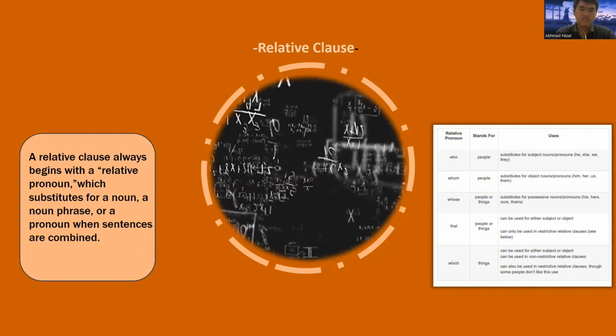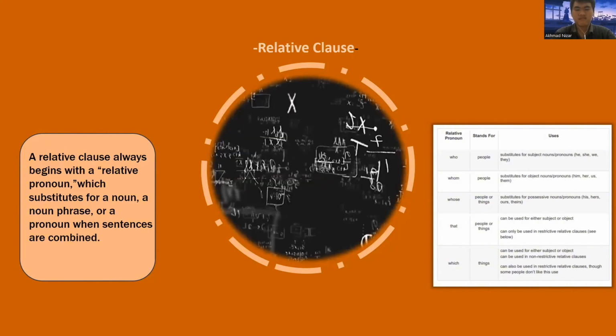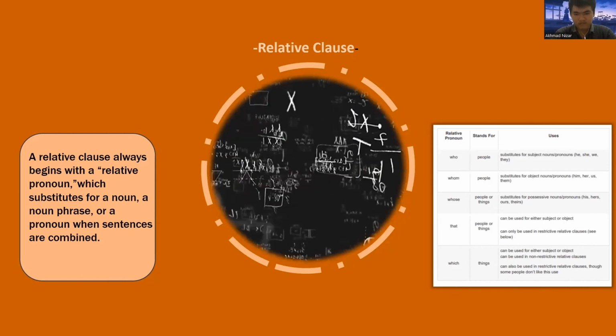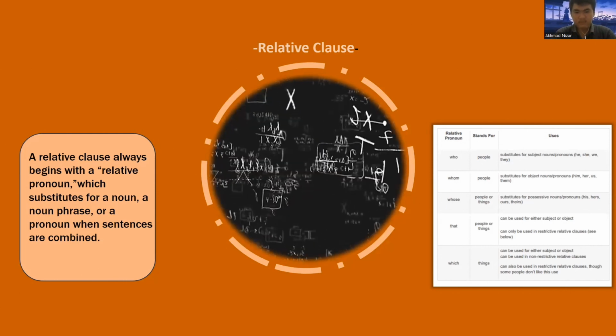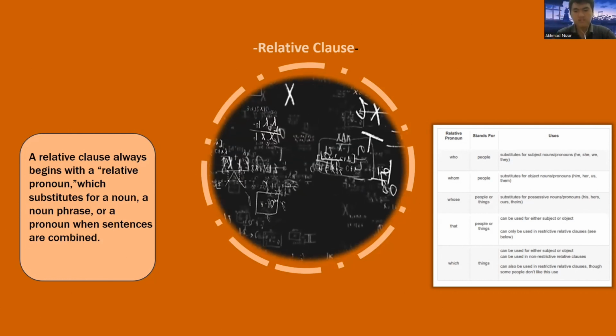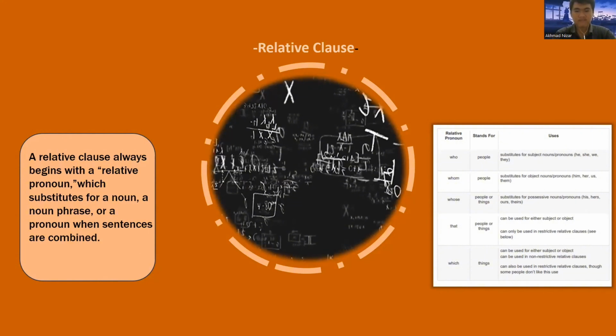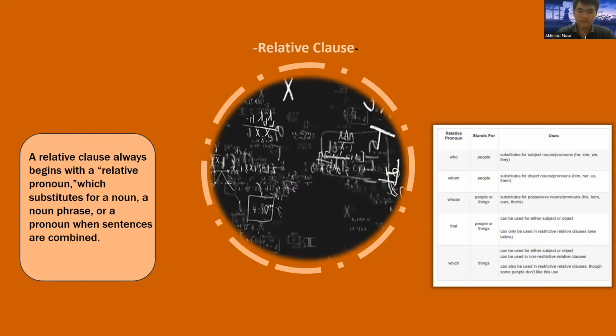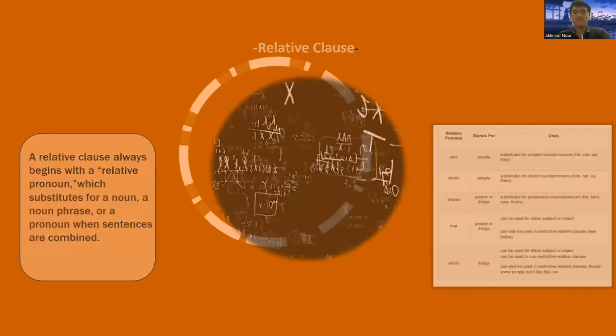The last one is which. It stands for things. It is used for either subject or object, can be used in non-restrictive relative clauses, and can also be used in restrictive relative clauses, though some people don't like this use.